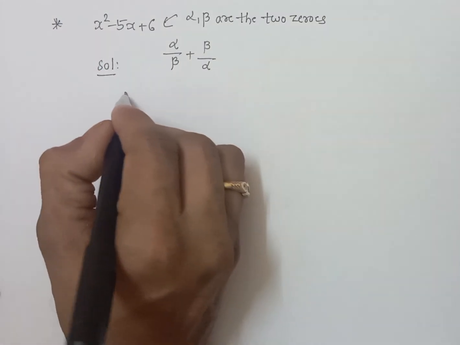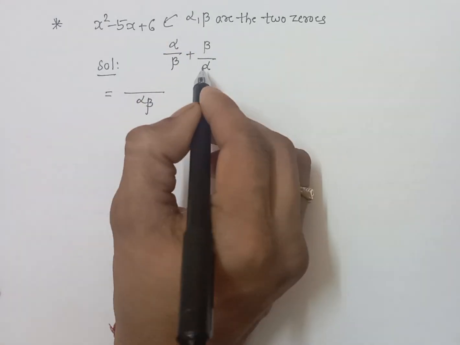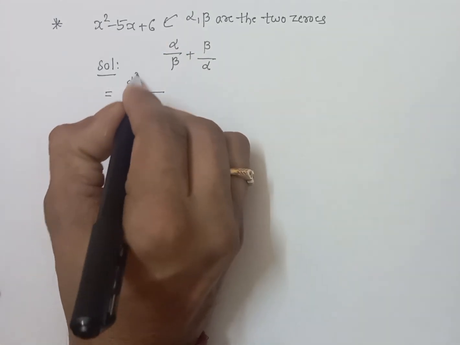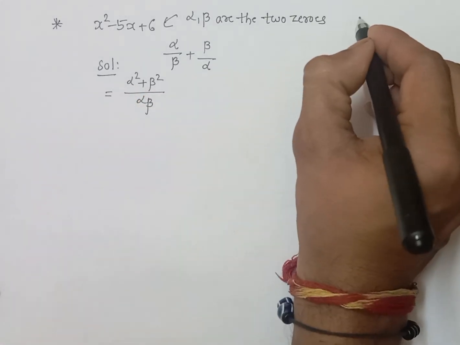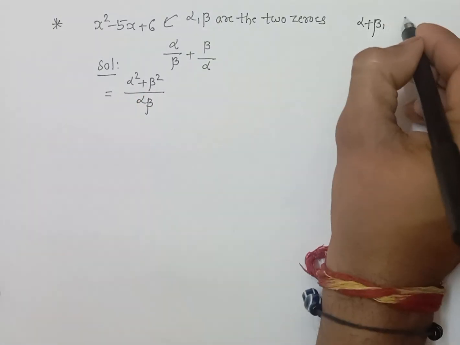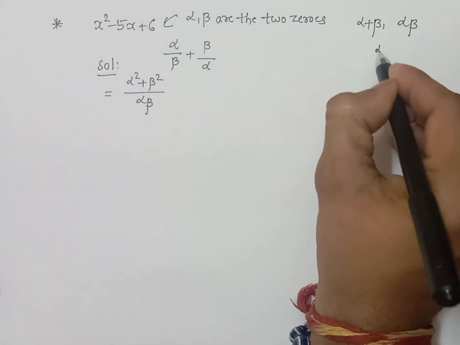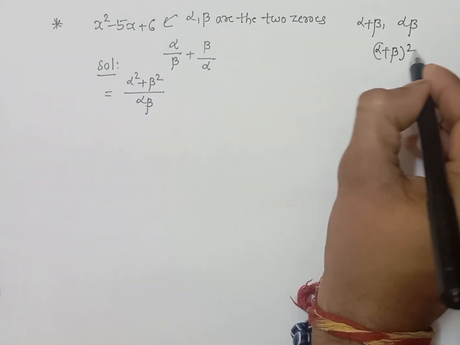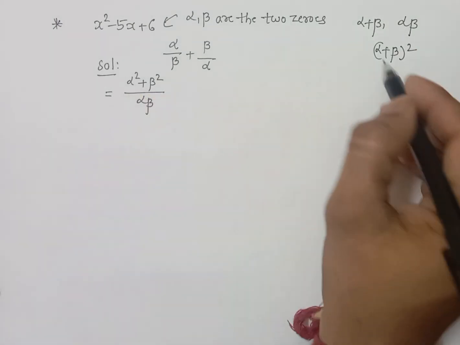If I take the LCM, I'll get alpha into beta in the denominator. In the numerator, alpha into alpha gives alpha square plus beta square. We have the relations for the sum of the zeros and the product of the zeros. But how do we get alpha square plus beta square? If it were alpha plus beta whole square, I could substitute minus b by a directly, but it is there individually.